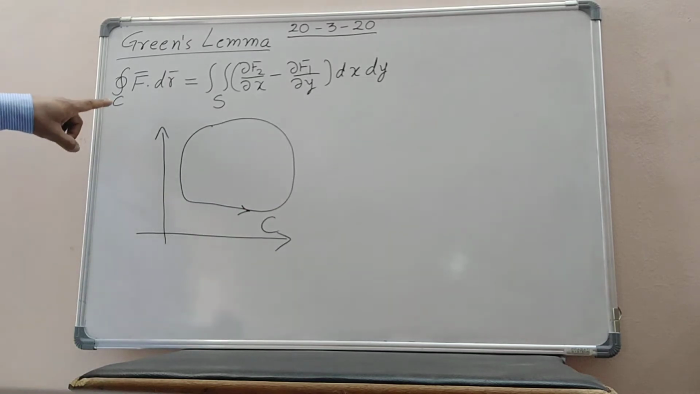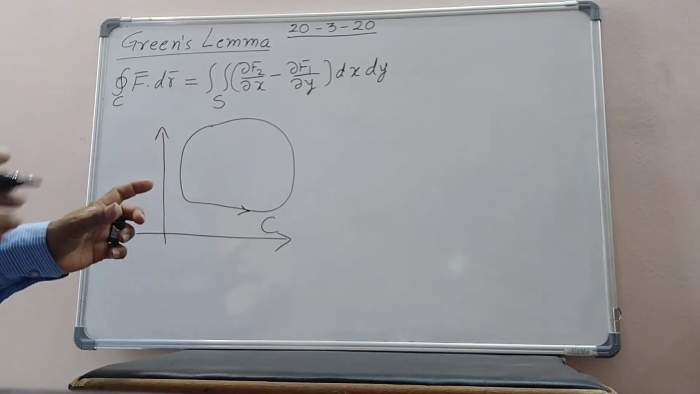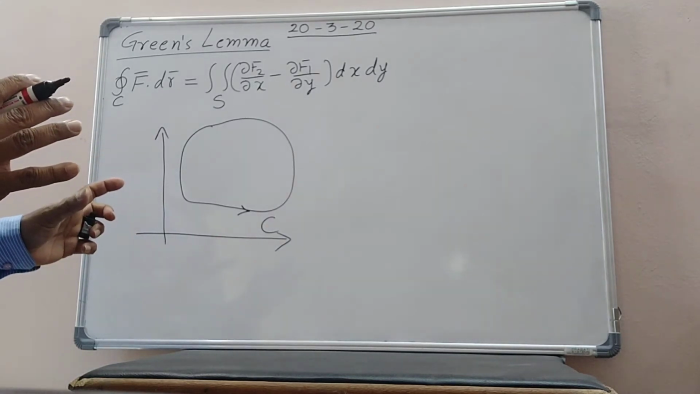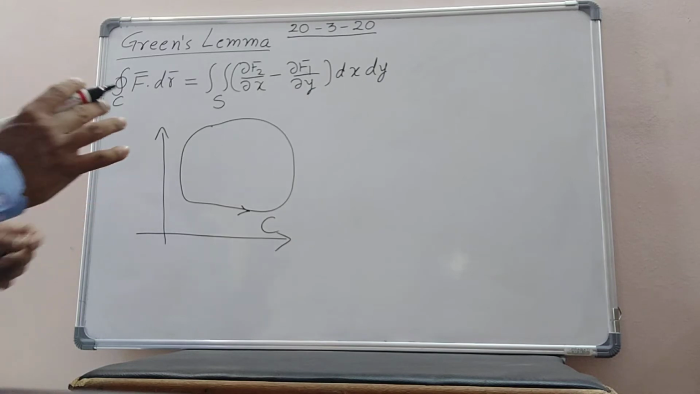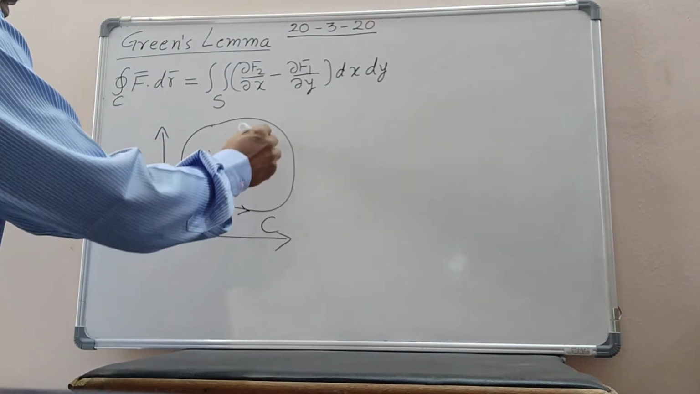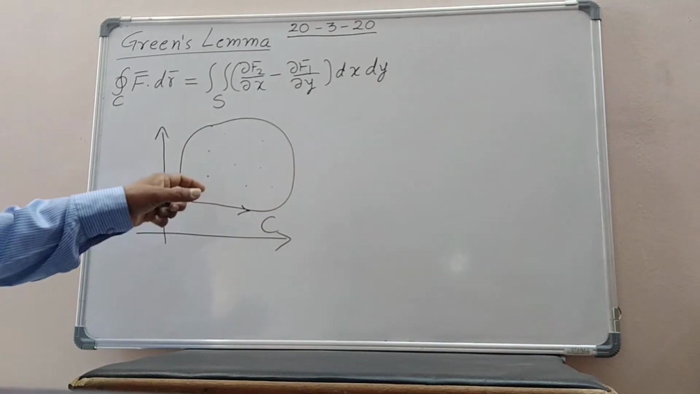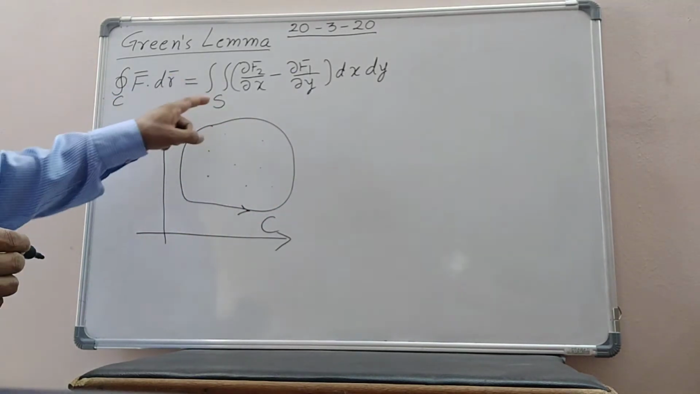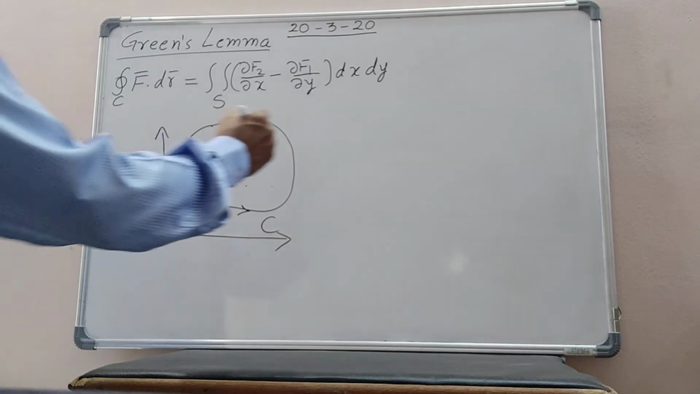The C that you see over here is a certain curve in the two-dimensional space. This curve encloses a collection of points. So the collection of all the points enclosed within this curve is S.